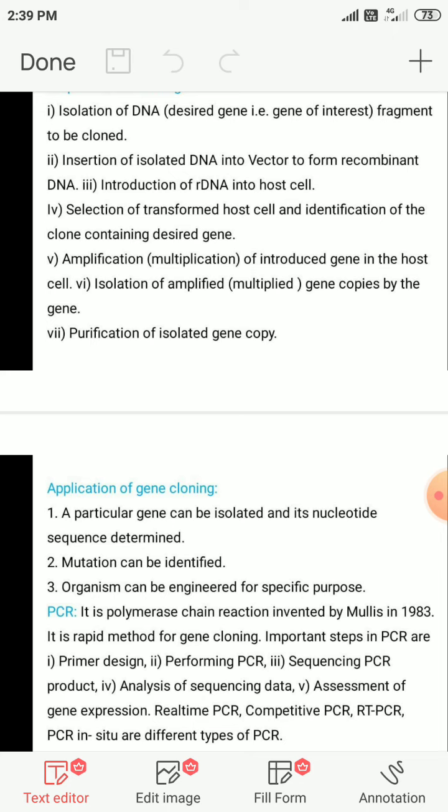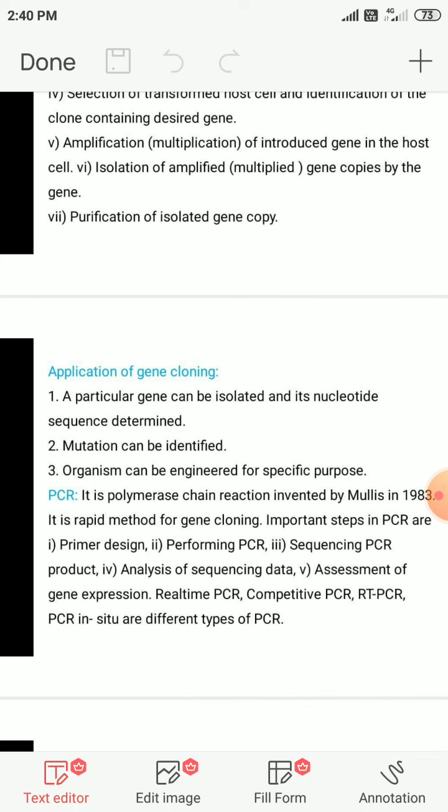The mutation can be identified with the help of gene cloning. And third, the organism can be engineered for a specific purpose. What is the specific purpose? Our purpose is that the yellowness of the Kalyansona should be brought in the 2189. This can be done with the help of gene cloning, with the help of genetic engineering.